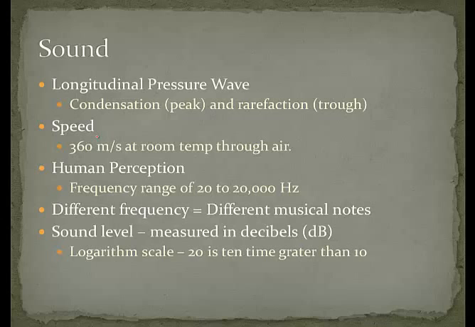Sound travels at a significantly slower speed, about 343 to 360 meters per second at room temperature through air. It depends on the temperature of the air, and it depends on the density of the air. Sound travels at much higher rates of speed through more dense mediums, so through water or metal, it travels significantly faster. Through less dense things like air, it travels slower. So speed of sound, significantly slower, 360 meters per second versus 3 times 10 to the 8th meters per second.